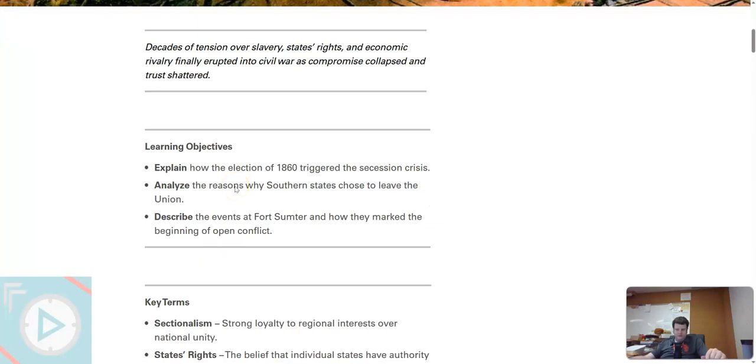First up, let's take a look at our learning objectives. Now, what we have are three main objectives. First, explain how the election of 1860 triggered a secession crisis. Two, analyze why Southern states chose to leave the United States of America, or the Union. And three, describe the events of Fort Sumter and how they marked the beginning of open conflict and the beginning of the Civil War.